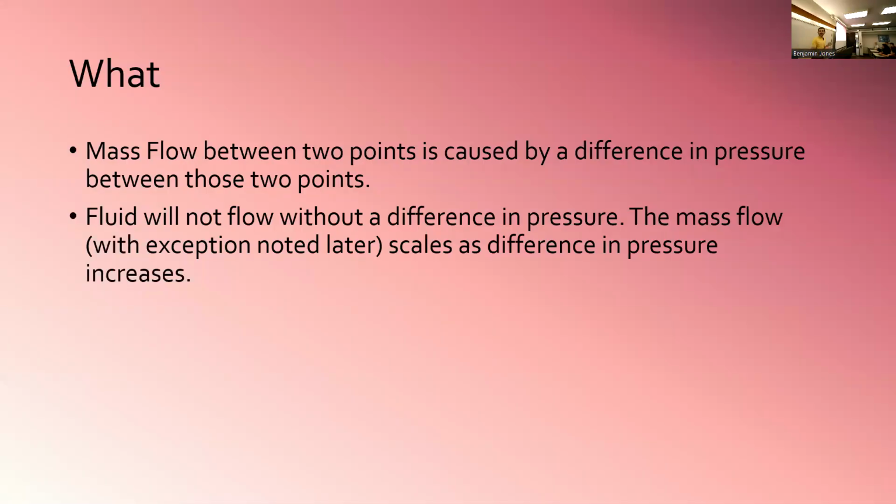Okay. So mass flow, it's pretty self-explanatory. Mass flow is caused by a difference in pressure between 2 points. So if you have a vessel that's pressurized to a high PSI, and you have it going to ambient, mass will flow, the liquid or gas will flow from the vessel out to ambient. Fluid will not flow without a difference in pressure. The difference in pressure is what causes mass flow, and on top of that, the difference in pressure between those 2 points scales with mass flow for the most part.